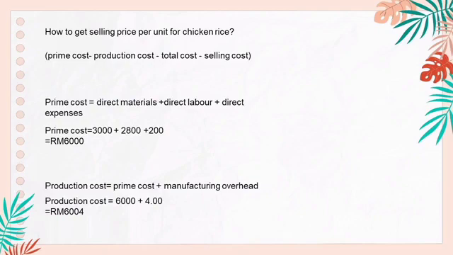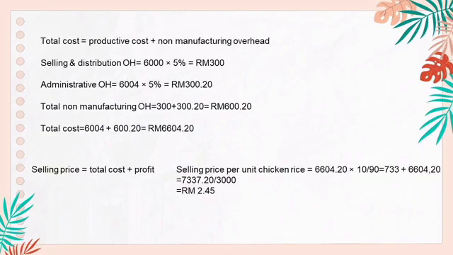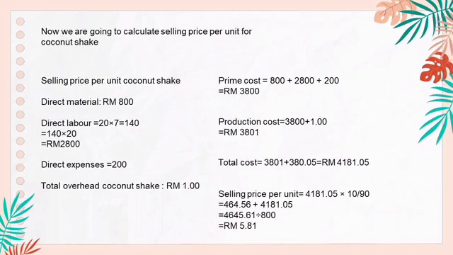The second step is production cost, whose formula is prime cost plus manufacturing overhead. You can see also the example below. The third step is total cost, whose formula is production cost plus non-manufacturing overhead. You can see the example below. And the last step is the selling price, whose formula is total cost plus profit.